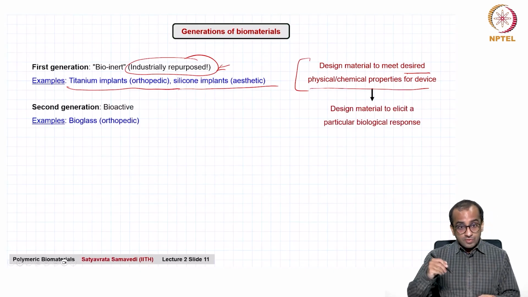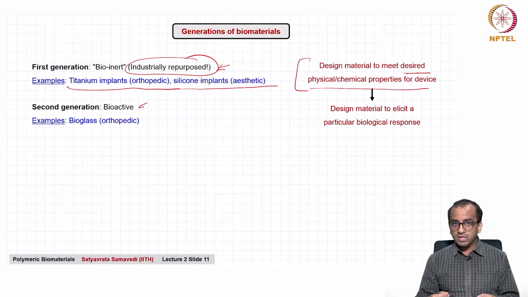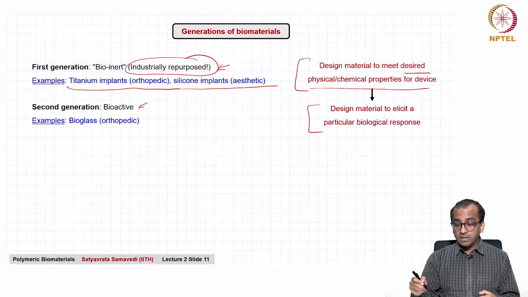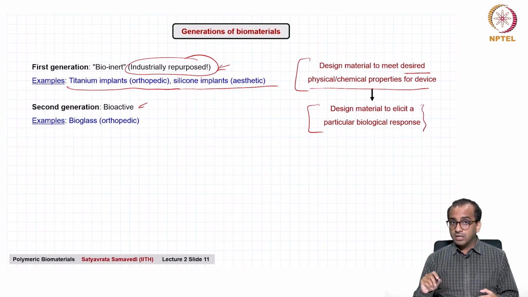Moving to second generation, which is what we would call bioactive, and we have already looked at an example of a bioactive material in this lecture, which is bioglass used for orthopedic applications, where the design philosophy now is not just to implant a material to meet desired physical, chemical or mechanical properties for a device, but the intention behind the design itself is to see if you can elicit a particular or a specific or a desired biological response.